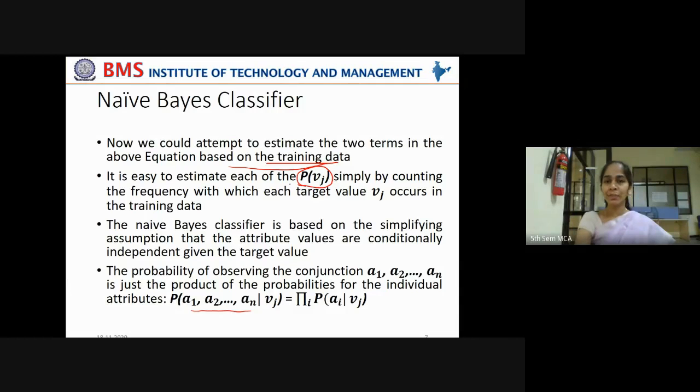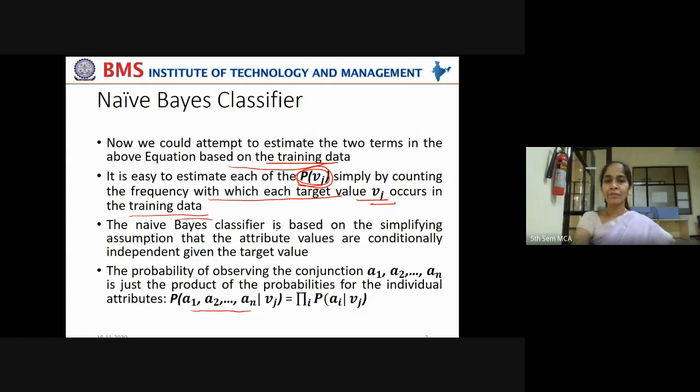It is easy to estimate each of the probabilities of the outcome labels simply by counting the frequency with which each target value Vj occurs in the training data, as I said. Say S occurs 9 times, no occurs 5 times out of 14 training examples, then probability of S is 9 by 14 and probability of no is 5 by 14.